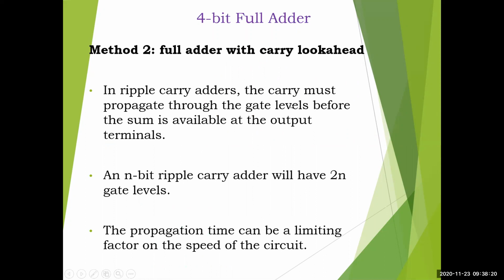In ripple carry adders, the carry must propagate through the gate levels before the sum is available at the output terminals. An n-bit ripple carry adder will have 2n gate levels. So if it is 4, it is 2 into 4, 8 gate levels. If it is 16, 2 into 16, 32 gate levels. So that much delay is involved. The propagation time can be a limiting factor on the speed of the circuit, so for the final output you should wait.